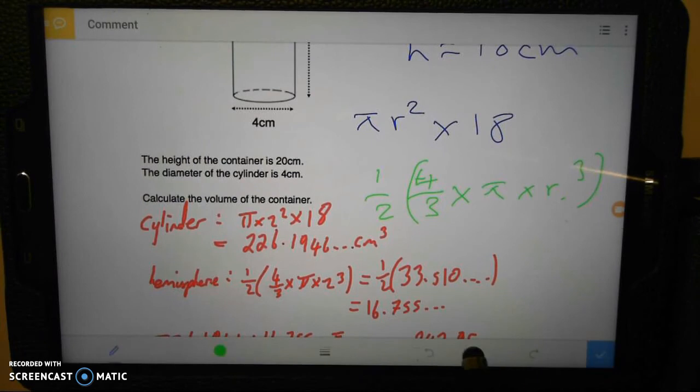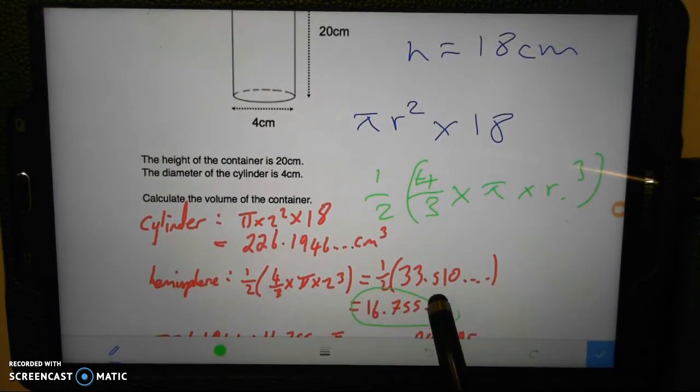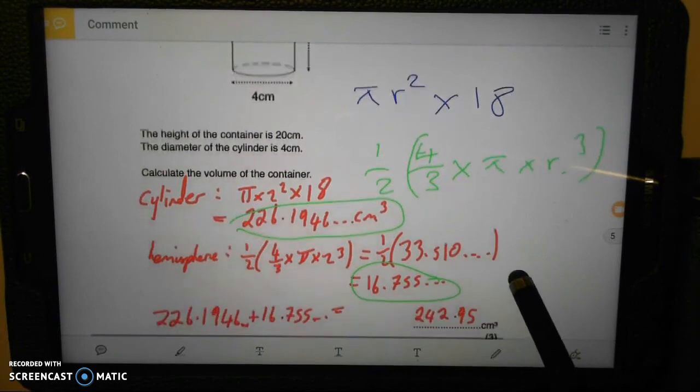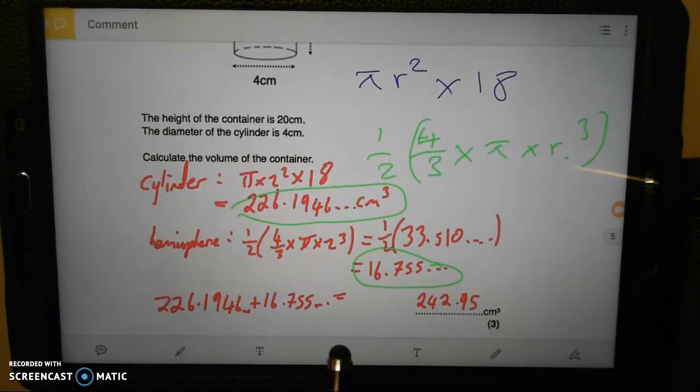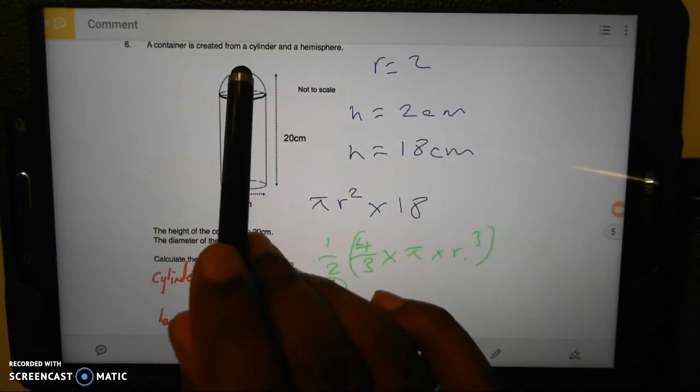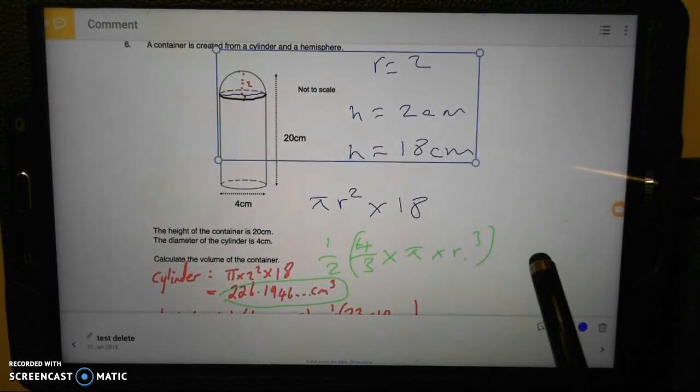So that there is the volume of the dome bit at the top, and this is the volume of the cylinder. When you add these two together, we get our final answer of 242.95 centimeters cubed. That is the final answer. So first we broke it up into two shapes. We worked out the volume of this shape, and then we worked out the volume of the dome bit at the top to get our answer.